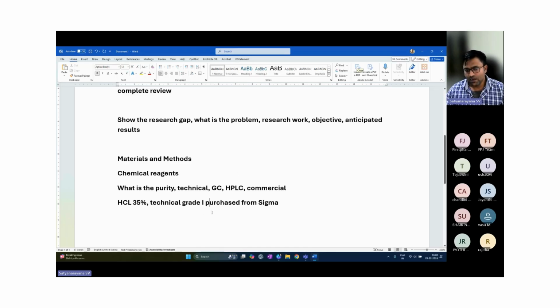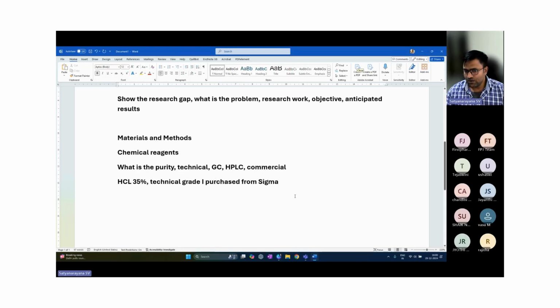This is so important. If more than 10 chemicals are there, like A, B, C, D chemicals, you need to think first of all how many chemicals there are, what their purity is, and which company you bought from. You don't need to repeat the same company name again and again. You can write directly: chemical A, chemical B, chemical C, purchased from Sigma.